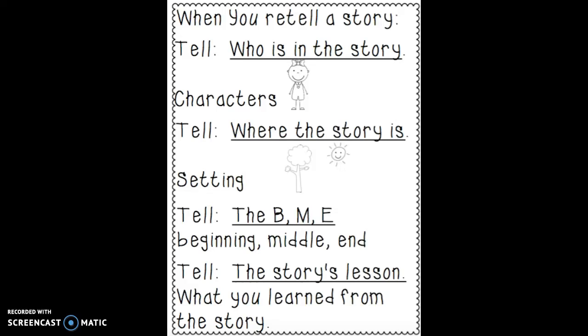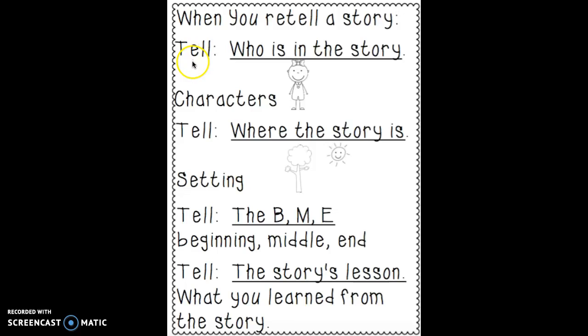Hi, boys and girls. When you listen to a story or when you're reading, you want to stop and check for understanding along the way. If you do a good job with that, then when you're done reading, you should be able to retell that story.